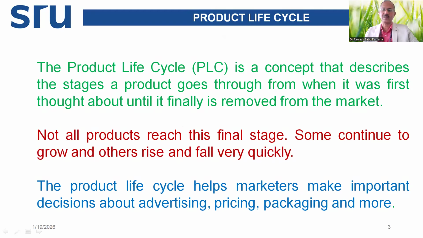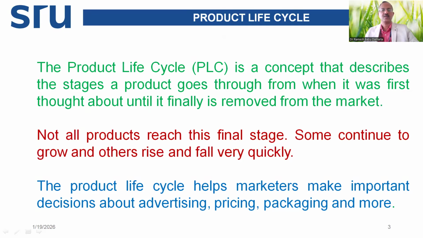So product life cycle is a concept that describes the stages a product goes through from when it was first thought about until it is finally removed from the market. The meaning is when a product is conceptualized, designed, prototype made, manufacturing done, released in the market, people start using, and growth will be there in sales. Then at one stage, either that will vanish from the market or new models will replace it or upgradation will happen. This entire time is called product life cycle.